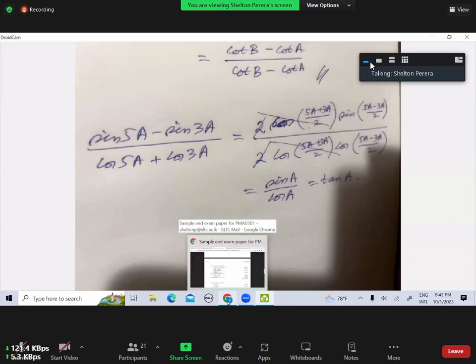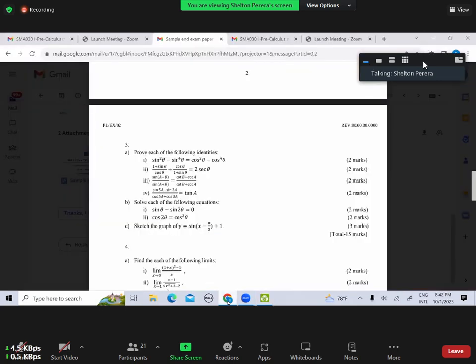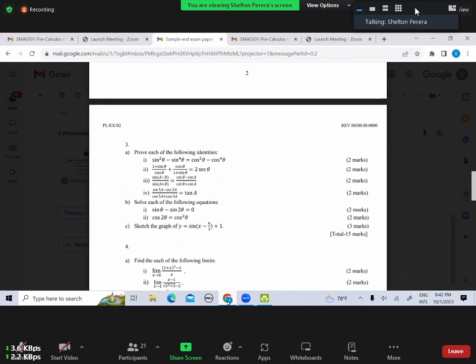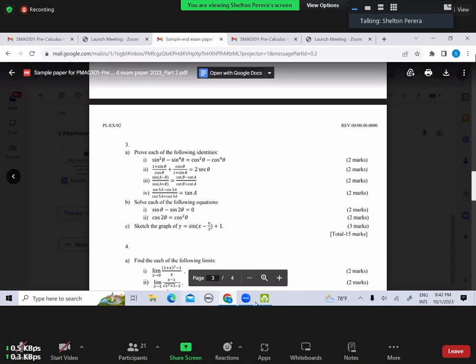B. Solve each of the following equations. Sin theta minus sin 2 theta equals 0 is the first equation. The second one, I will write here also: cos 2 theta equals cos squared theta. So let us solve them. I will tell you what to do with C.